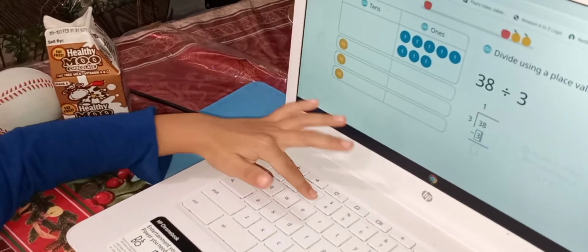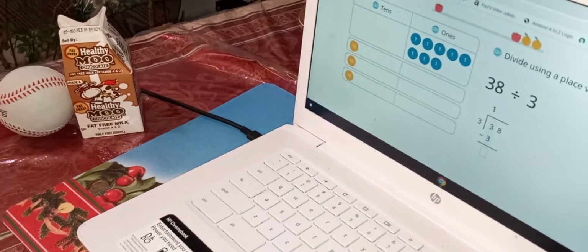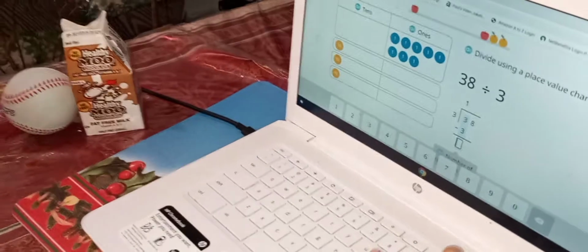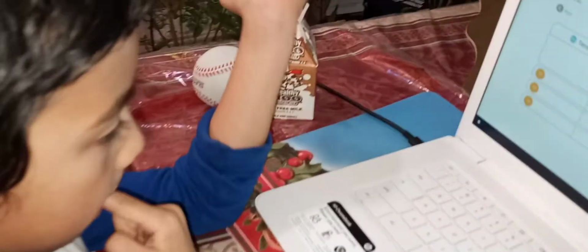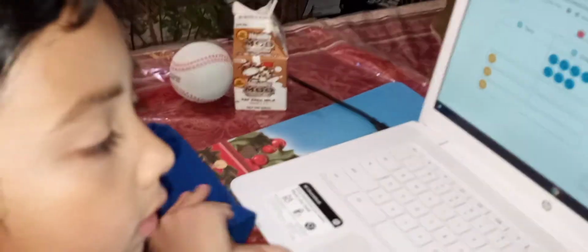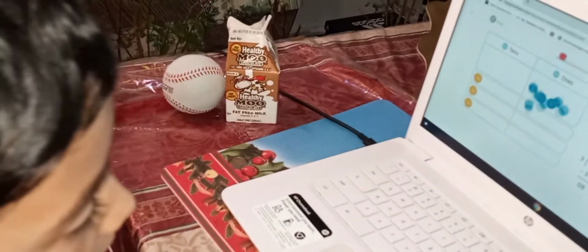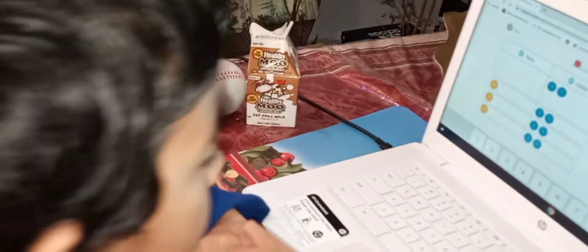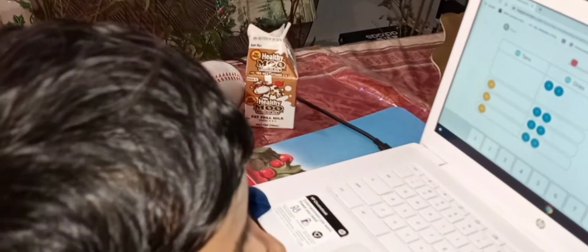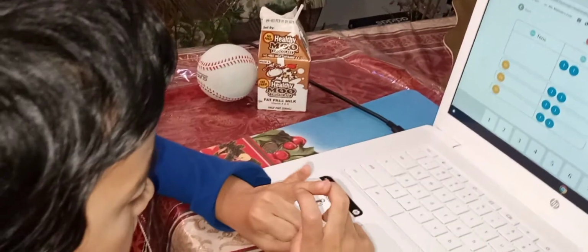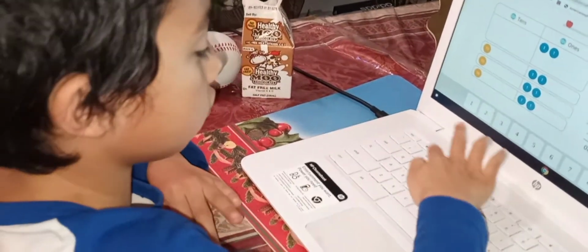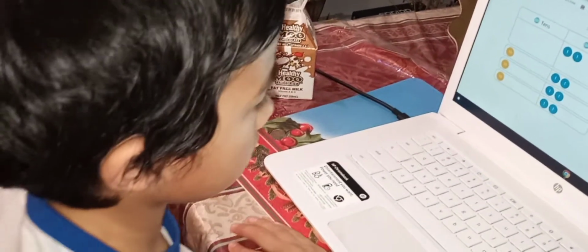Now you subtract. 3 minus 3 equals? Nothing. 0. Now you work on the 8. 8 ones. Bring down 8. Now you can divide 8 by 3. How many 3s can you form out of 8? 2. Very good.